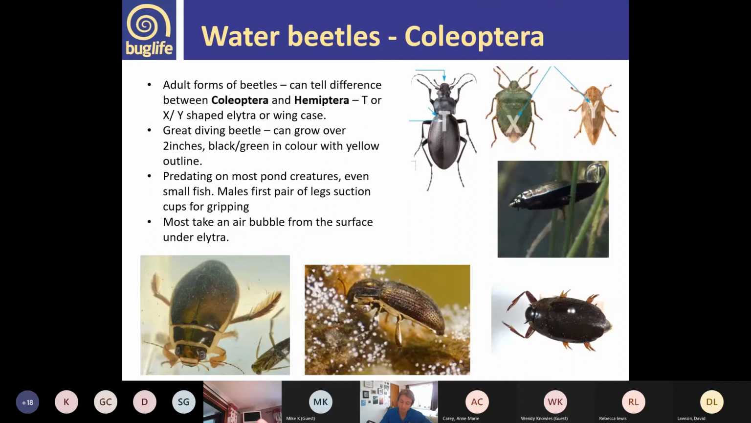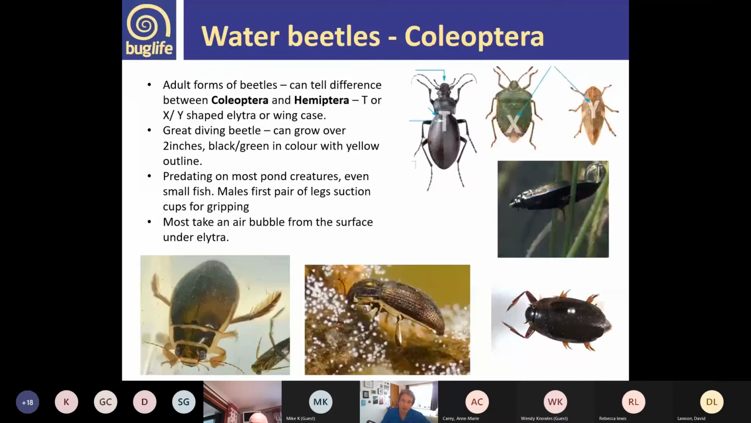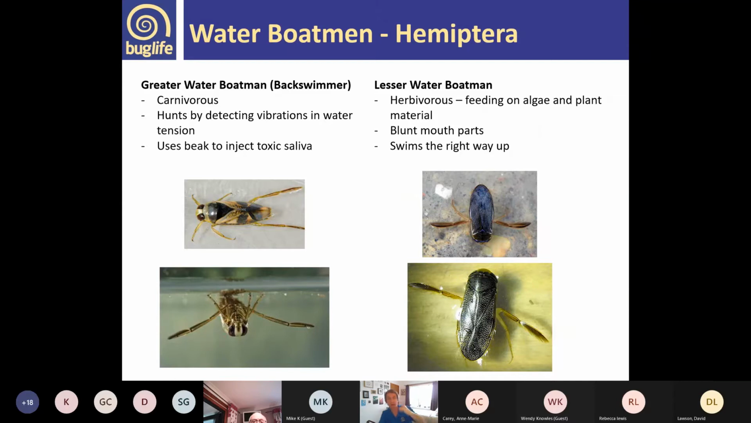So, moving on to the water boatmen, which also belong to this order of insects, the Hemiptera. You can see quite clearly, if I skip back to that slide and you look at the X and the Y on those two examples of land Hemipterans, then we're looking at aquatic Hemipterans here in the greater water boatman and the lesser water boatman.